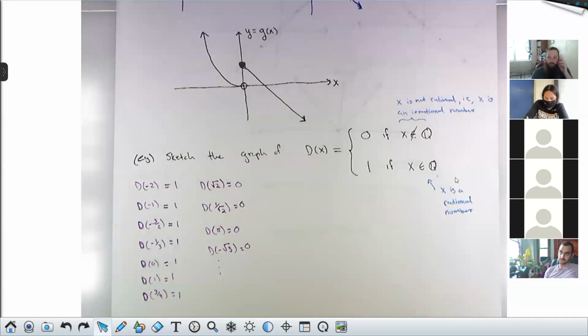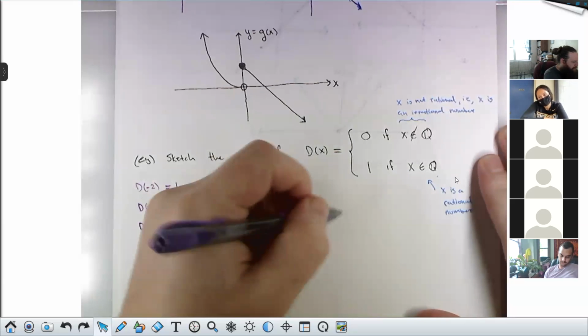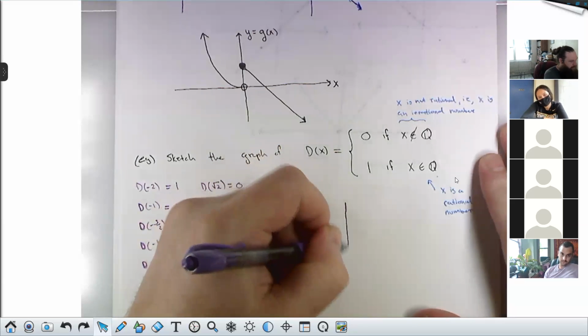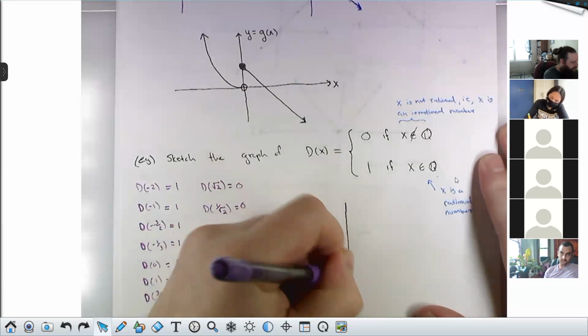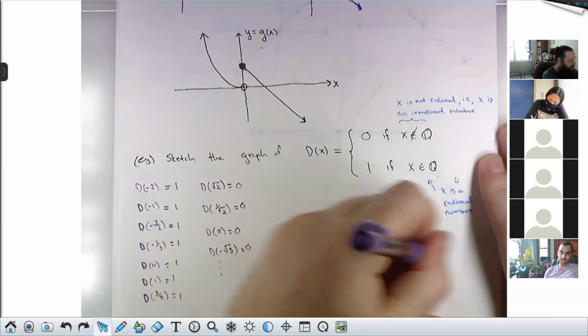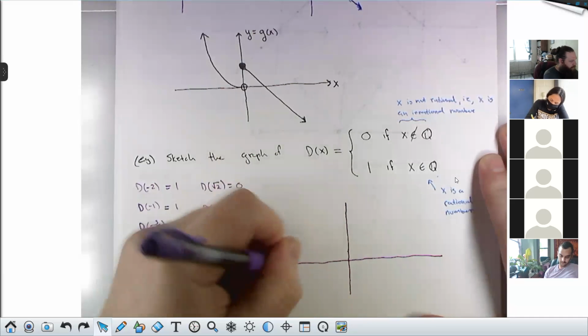What this function does is if you feed it a rational number as its input, it spits out 1. And if you feed it an irrational number as its input, it spits out 0. Functions like these are called indicator functions. They're not going to play a huge role in our course, but they do make for interesting examples. And the graph of this function is frankly very weird.